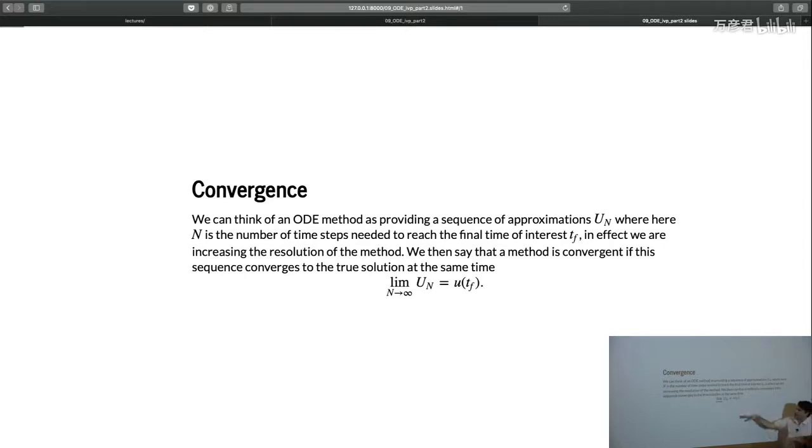So in the background, just keep in mind that we have some sequence of approximate solutions. They're indexed by capital N or delta t. And if it's capital N, as N goes to infinity, we want to converge to a true solution at a particular time in the future. So t_f would be t final or whatever you want. So that's our notion of something converging to the true solution. The rate at which it converges is basically the order of convergence.